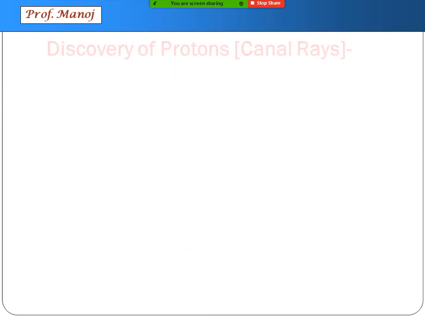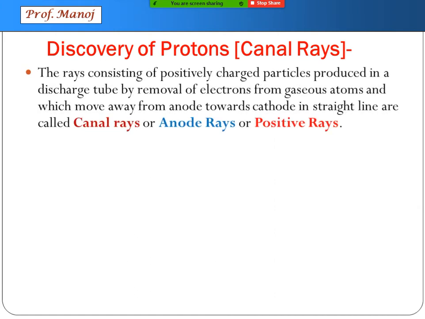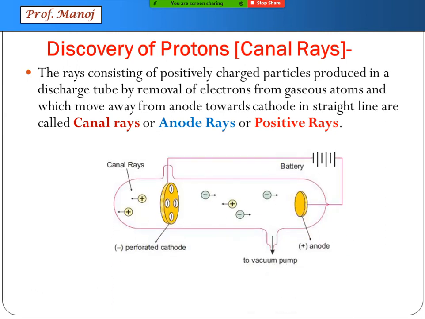After the discovery of cathode rays, we go for the discovery of canal rays, which led to the discovery of protons. Canal rays were produced in quite a similar manner, but by modifying the instrument. Scientists made a similar tube, as you can see, but the only difference they made over here was that the cathode was made perforated. The cathode had holes.